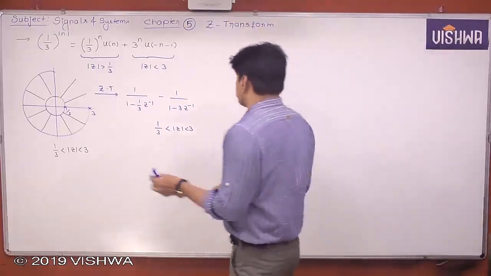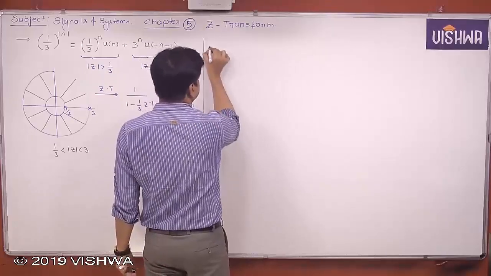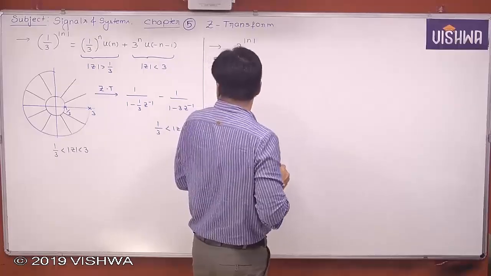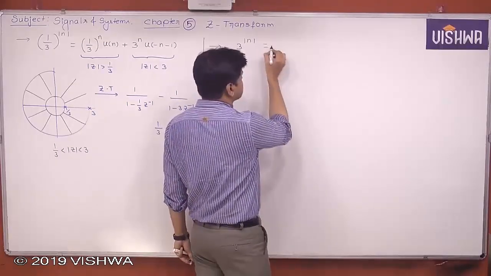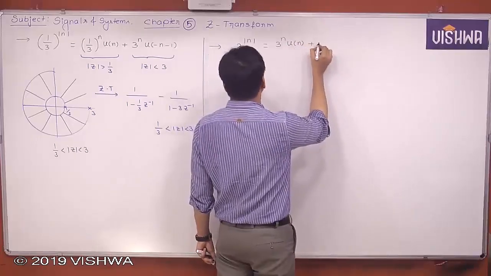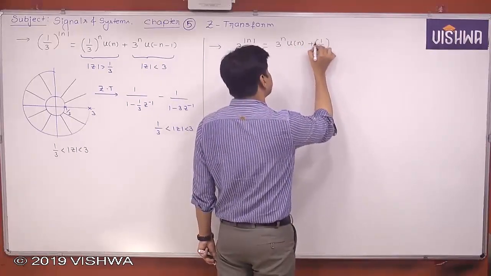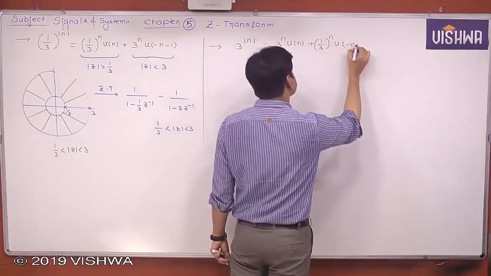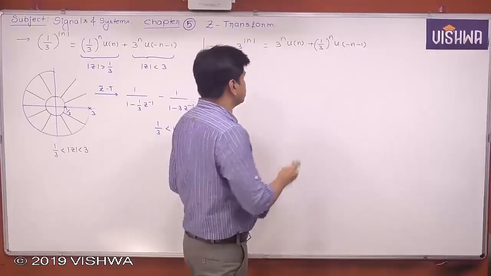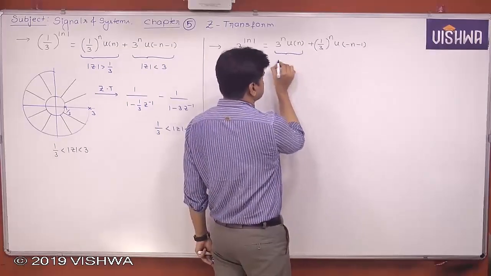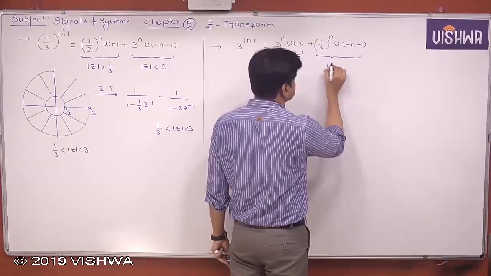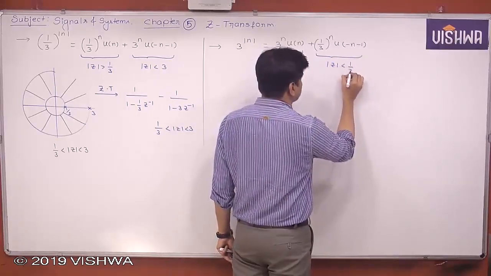In a similar manner, suppose if I take this signal 3 power mod n. This signal can be written as, if n is positive, 3 power n u of n. If n is negative, 1 by 3 whole power n u of minus n minus 1. For this signal, what is the ROC? Mod z greater than 3. For this signal, what is the ROC? Mod z less than 1 by 3.